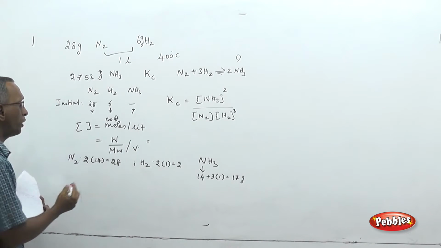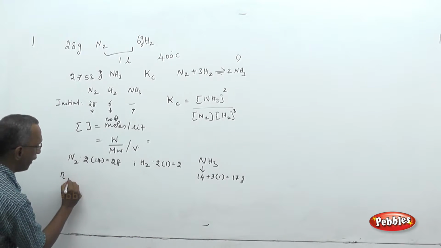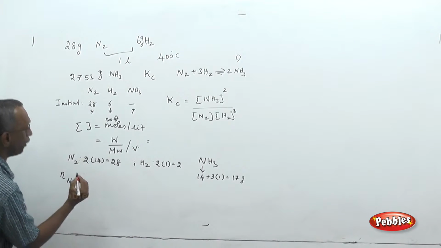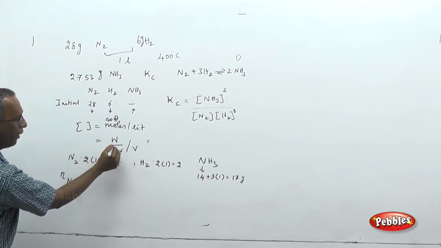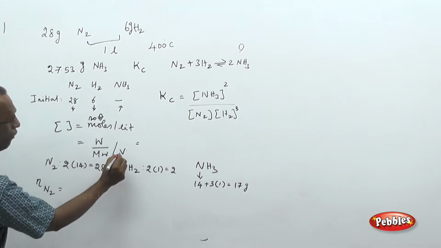So weight divided by molecular weight. First, the number of moles of nitrogen. Number of moles of nitrogen is nothing but weight divided by molecular weight, total divided by volume.